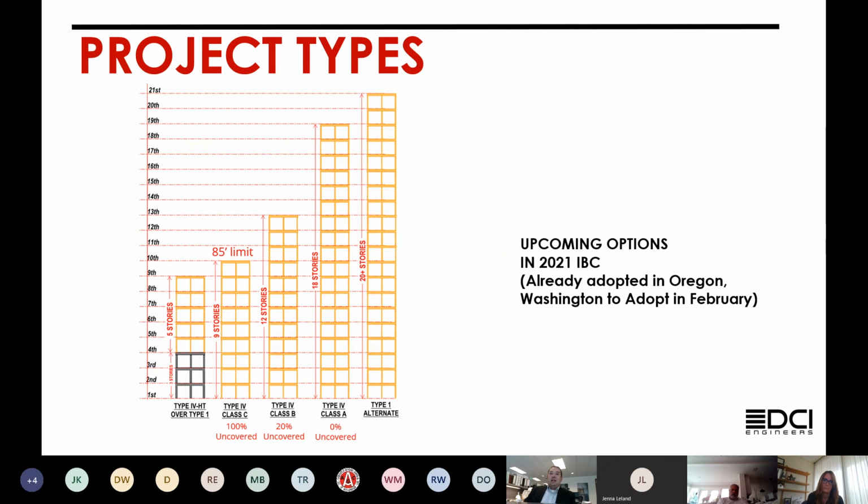You can see we can go up to 10 stories, but realistically, we're going to be limited to that 85-foot limit. Class B, where we can go 80% covered or 20% uncovered, we do have the option to go up quite a bit taller than is currently allowed. Then correspondingly type A, 100% covered, we can get up to a 19-story building. And the type 1 is a performance-based approach, which I don't know that any projects currently proposed are going that route, but that is something that we could explore. So these are looking ahead at the next version of the IBC. This is already adopted in the state of Oregon. State of Washington is going to implement these height changes in the next code cycle coming up.